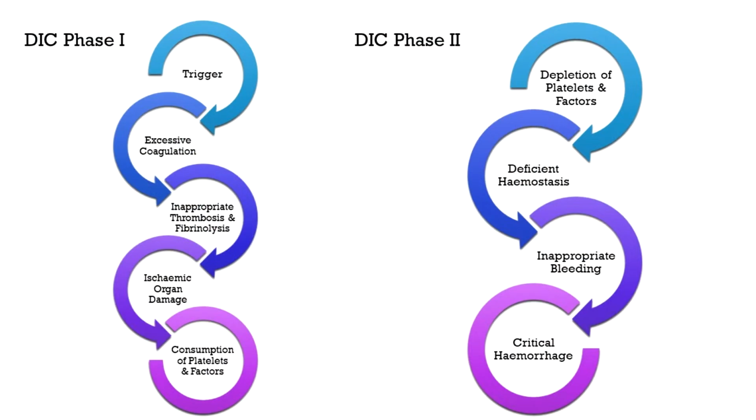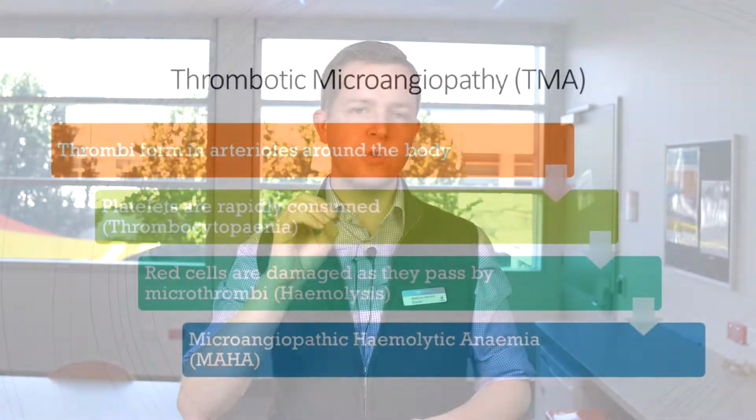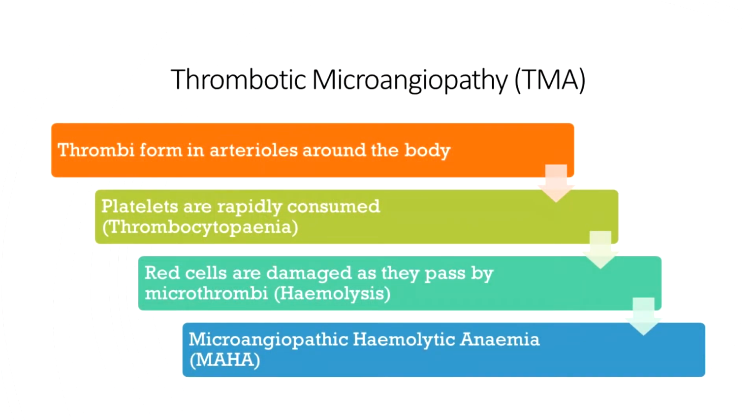So once those platelets and the factors are depleted, you get deficient hemostasis, both primary and secondary, and you get inappropriate bleeding, which can look like bruising, it can look like hematomas, and it can look like mucocutaneous bleeding. And in some cases, you'll have a critical hemorrhage, which will be very much life-threatening. There's a characteristic that we see on a blood film, and the process that's there is called thrombotic microangiopathy. If we break that down, it's clots in small vessels, and the pathy meaning disease, a disease of clots in small vessels.